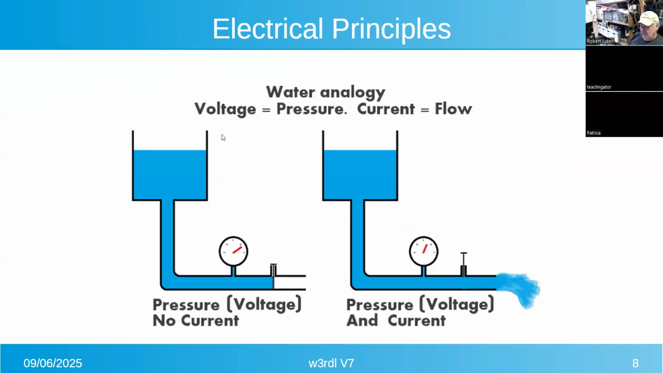Another water analogy, where we have water pressure, but we have a high resistance, so there's no current flow. If we open that valve and allow current to flow, we now have current, which is essentially a very high resistance or a very low resistance.